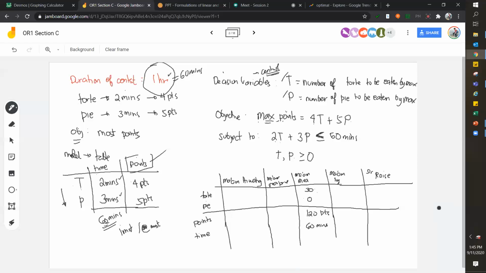Okay, isipin mo 'to, may restriction tayo, di ba? So pwedeng sakto, pwedeng less. Yeah, pwede. Halimbawa, nabusog na siya, so pwede na siyang tumigil. Again, you can control it. Kaya nga decision variable, di ba?